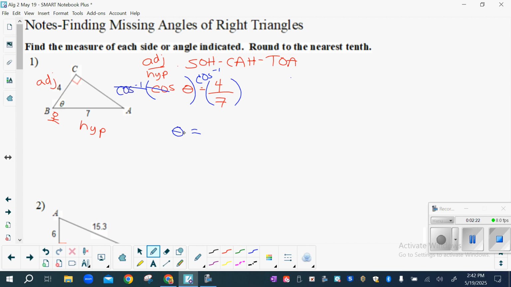So on your calculator, how do you do that inverse? I'm going to tell you how to do it on the blue TI-30XS. That would be to do second, then cosine, and then do the 4 over 7. I don't know. Please help each other with your other calculators, or even with that one. My calculator, I have to put parentheses around 4 over 7.